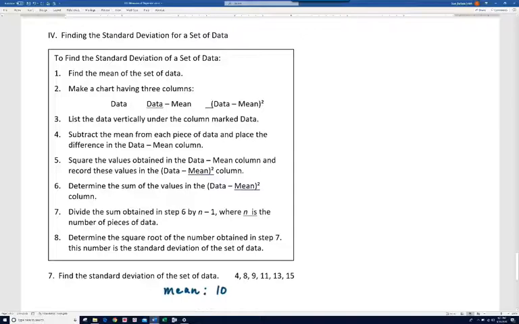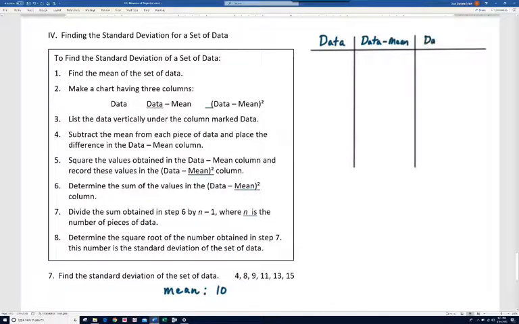And so next on number 2, it says make a chart having 3 columns. So I've done that. My titles for each column would be data, data minus mean, and data minus mean squared. Number 3 tells me I need to list the data under the column marked data. So let's do that. And then the next step, number 4, says subtract the mean from each piece of data and place the difference in the data minus mean column.